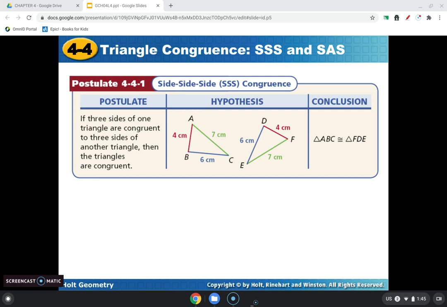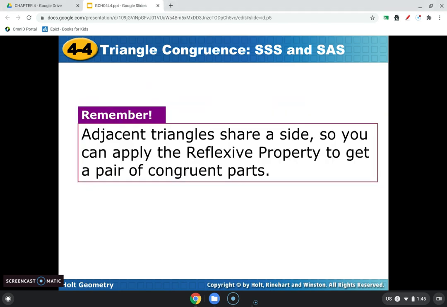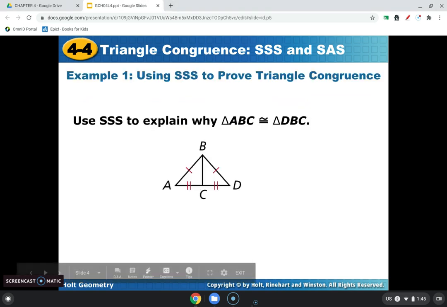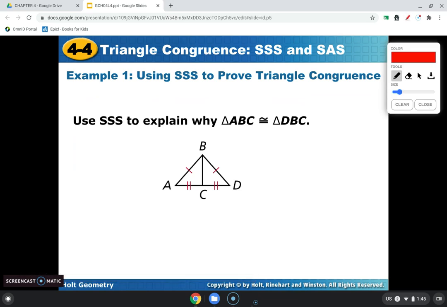If you can show that three sides of one triangle are congruent to three sides of another triangle, then the triangles are congruent by side, side, side. Okay? Adjacent triangles share a side, so you can apply the reflexive property to get a pair of congruent parts. So use SSS to explain why ABC and DBC are congruent.